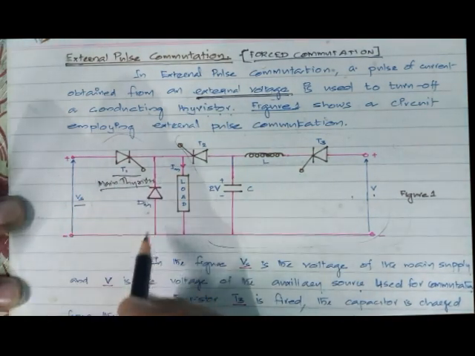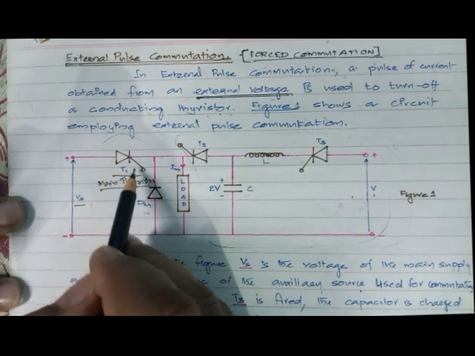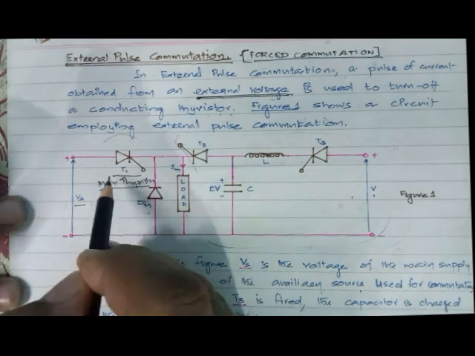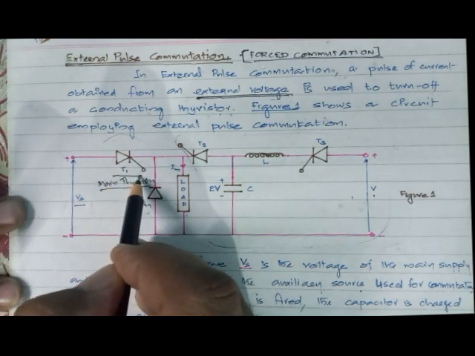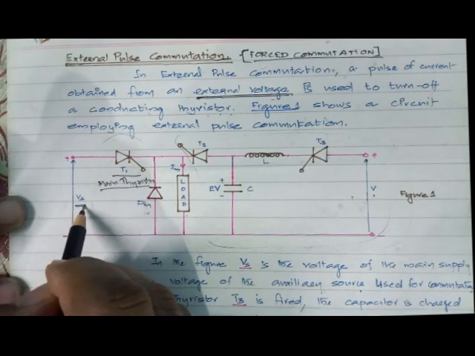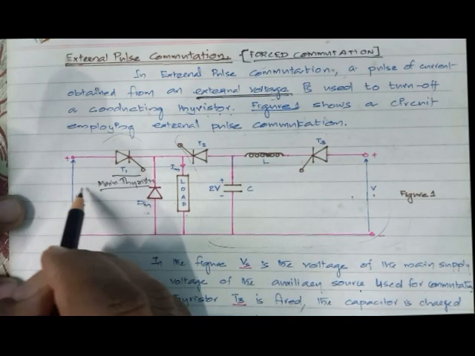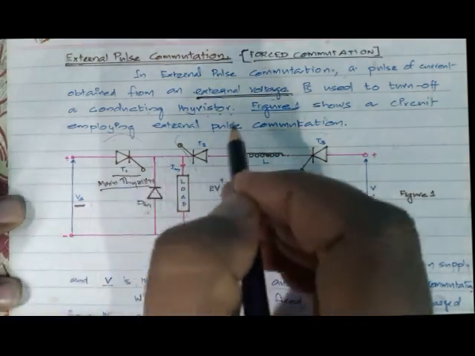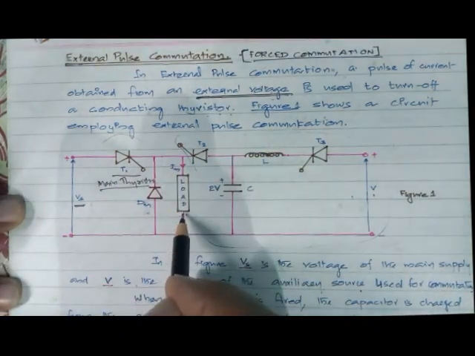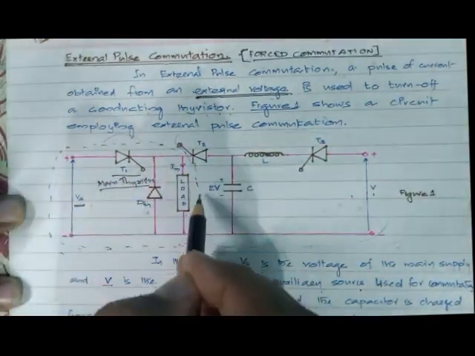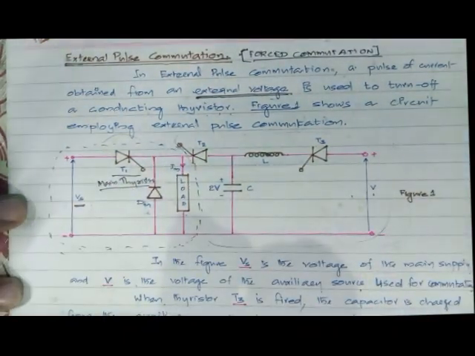As you can see in the figure, the main thyristor supplies the necessary current to the load resistor. The main thyristor gets the current from an external supply Vs. Vs is the voltage of the DC source from which the main thyristor derives the current Im and supplies it to the load. This forms the main circuit.